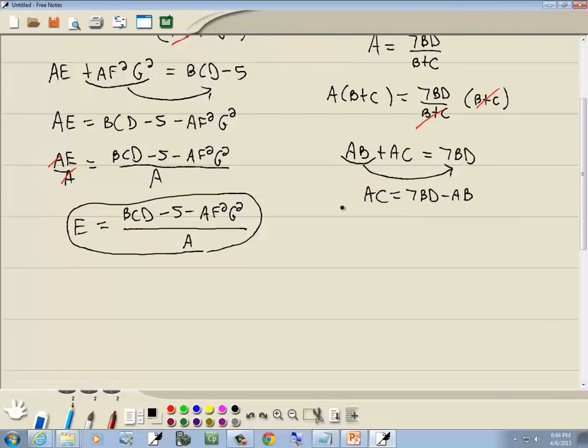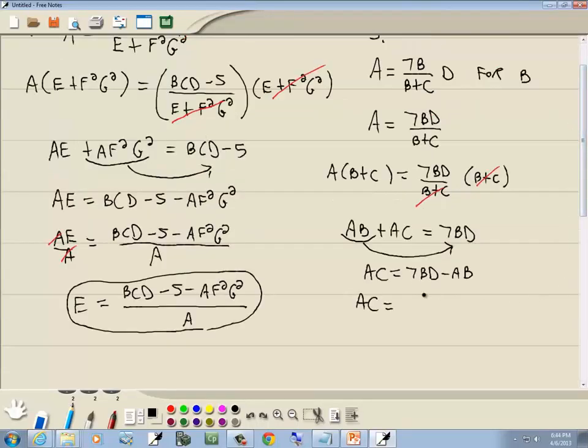Step 4. If the variable you're solving for is in two or more terms, factor it out. Well, this is in two terms. So we're going to factor out, we were solving for b, right? Yeah. So we'll factor out a b, and that leaves us 7d minus a.